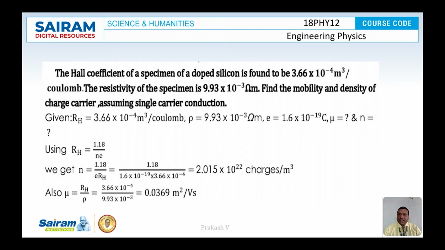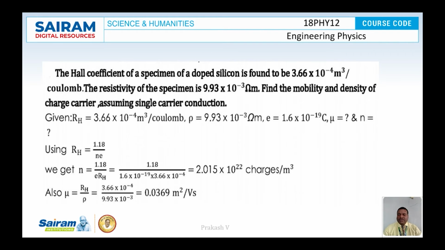So here the value of RH is equal to 3.66 into 10 to the power minus 4 meter cube per coulomb, and the resistivity rho is equal to 9.93 into 10 to the power minus 3 ohm meter, and the charge on the electron is equal to 1.6 into 10 to the power of minus 19 coulomb, and what is the value of mu and n. That is what the parameters asked in this problem.